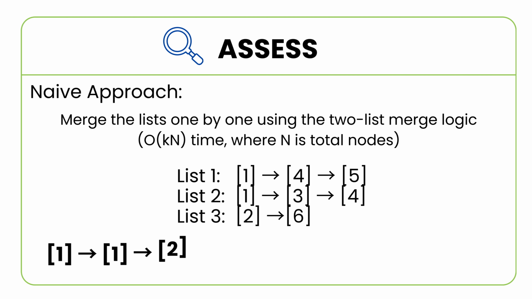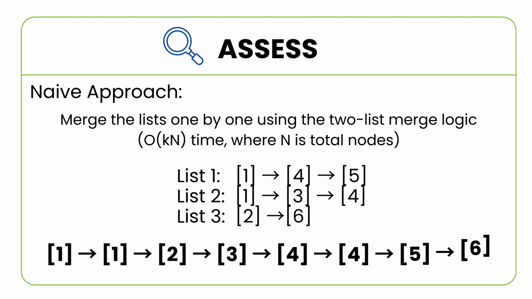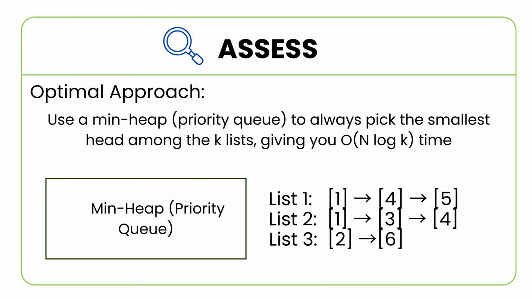Naive approach: merge the lists one by one using the two-list merge logic, O(k·n) time, where n is total nodes. Works, but not optimal. Optimal approach: use a min-heap, a priority queue, to always pick the smallest head among the k lists, giving you O(n log k) time.